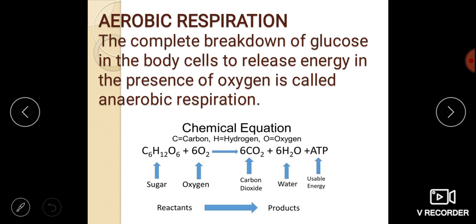Aerobic respiration means the breaking down of food, or you can say the complete breakdown of glucose in the body cells to release energy in the presence of oxygen. The chemical equation is also given here: C6H12O6, a glucose molecule, plus 6O2 gives 6CO2 plus 6H2O, and finally ATP is released. This amount of ATP is 38 molecules of ATP.